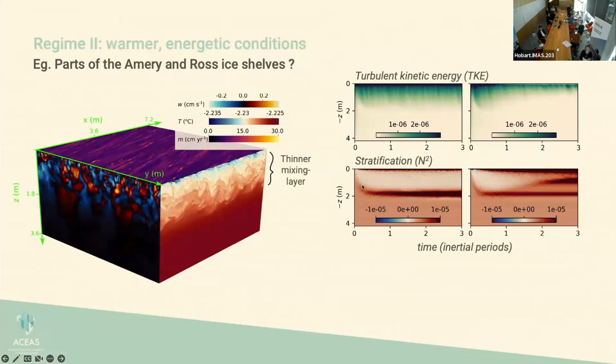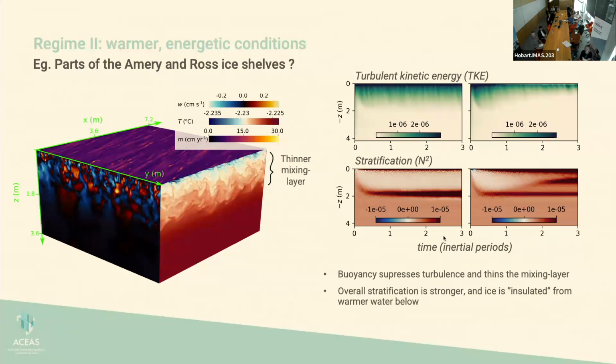Sorry, I should have said initially that we're looking here at the buoyancy frequency. This is a measure of the stratification of the water column. So our general statement is that buoyancy, our buoyant meltwater, is suppressing the turbulence and thinning the mixing layer in this scenario. What that means is that overall the stratification is stronger near the ice and the ice is insulated from the warmer water below. Remember, we've got that upside down stratification, the upside down temperature profile, so the warmer water is at depth. The fact that we're not mixing as deeply means that we're not supplying as much heat for melting.